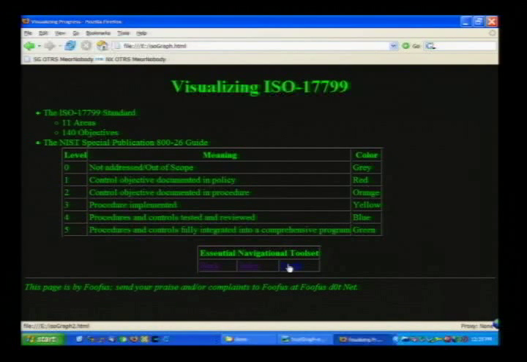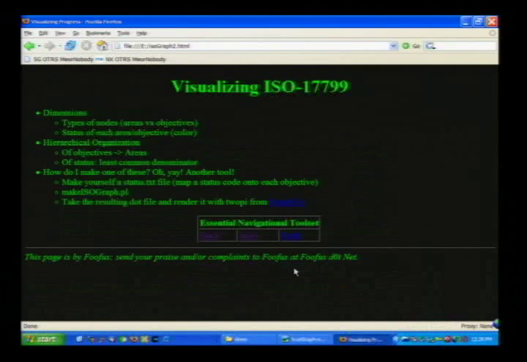We're going to take these two ideas, and you see I've assigned color codes to them. NIST did not bother to color these things. And what we're going to do is take those 11 areas, and we're going to represent for an organization where they are on that NIST scale for each of the 140 objectives. And we're going to recognize the hierarchical organization of that standard. So we have the standard, 11 areas, and 140 objectives distributed among those 11 areas. And what we're going to do is color each of those objectives based on their NIST ranking. And then we're going to draw a picture of that.